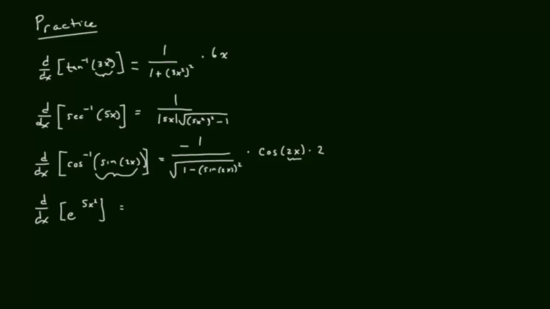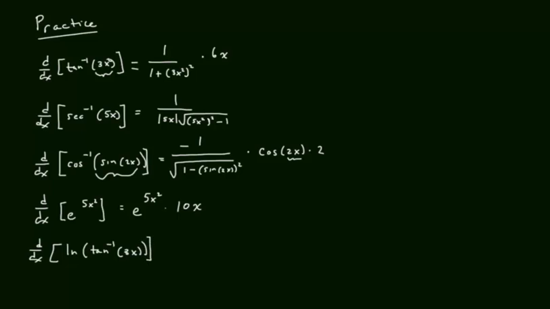Okay, how about the derivative with respect to x of e to the 5x squared? E to the stuff. So the derivative of e to the stuff is e to the stuff times the derivative of stuff. Simple. Next, the derivative with respect to x of the natural log of inverse tangent of 3x.